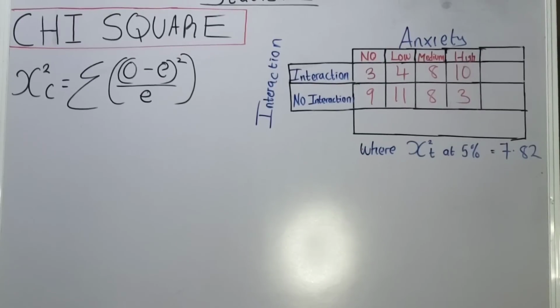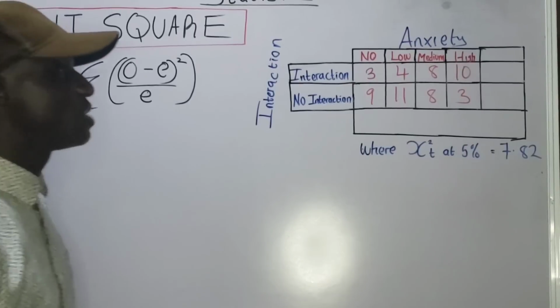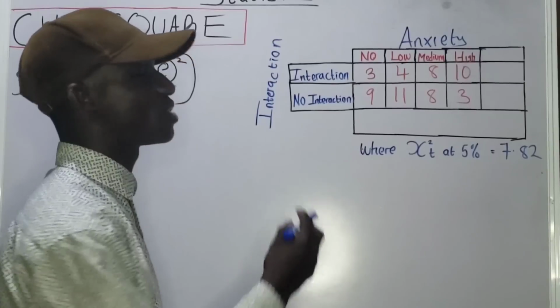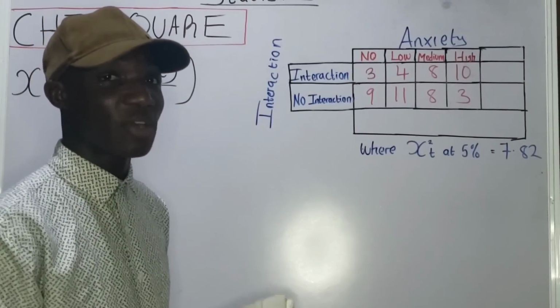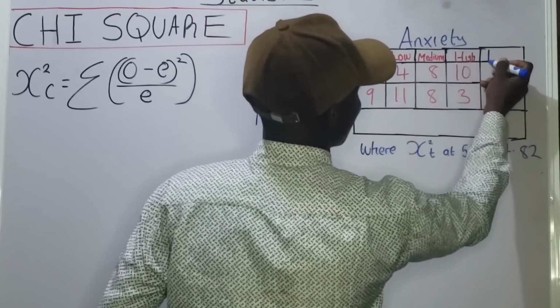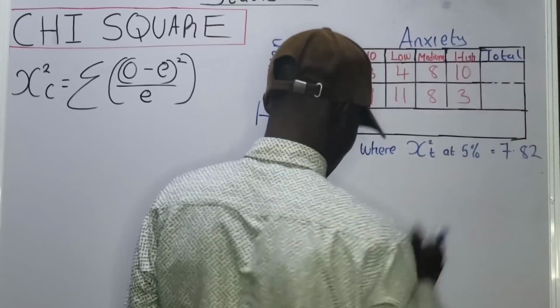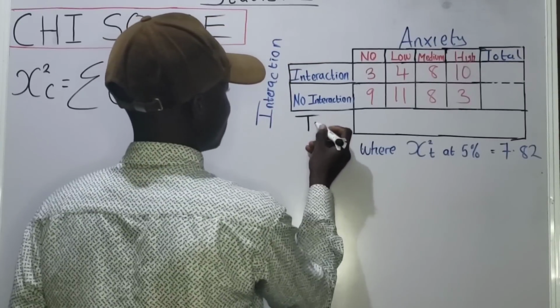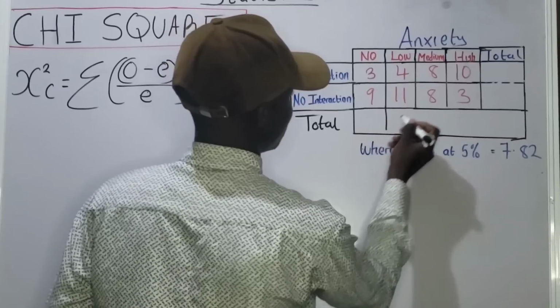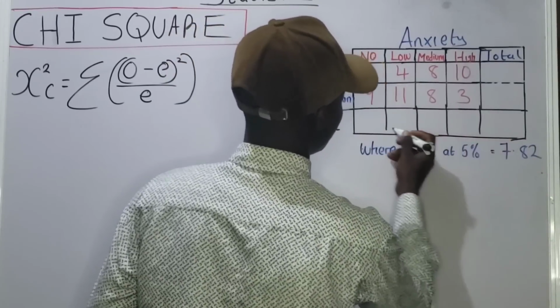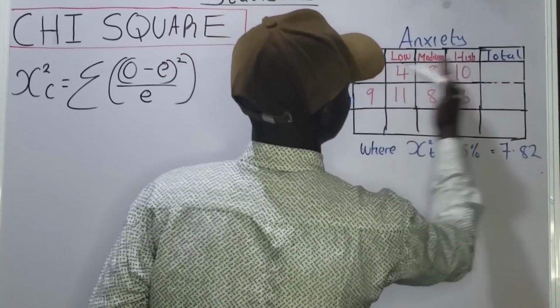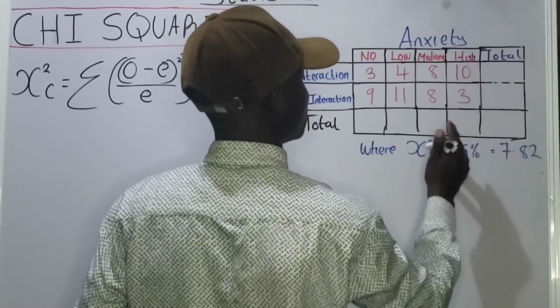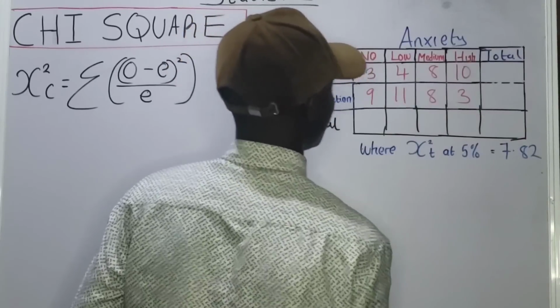Let us first determine the row total and the column total. You see, in some questions, you might be given the total, but in this question, we are not given the total. So we are asked to find the total by ourselves. Okay? So I'm going to have total here, and in this place as well, I'm going to have total. This will be the total of the row, and this will be the total of the column. You understand?